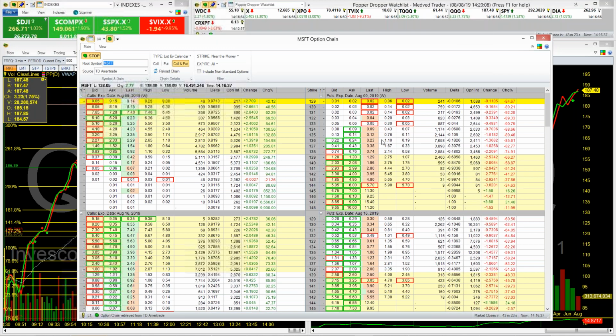So again, remember, all an option is a right, not an obligation, to buy or sell a stock at a certain time within a certain price. Now, there are some important aspects of options that you need to know.